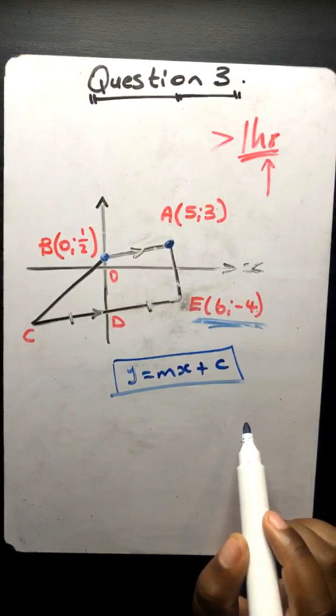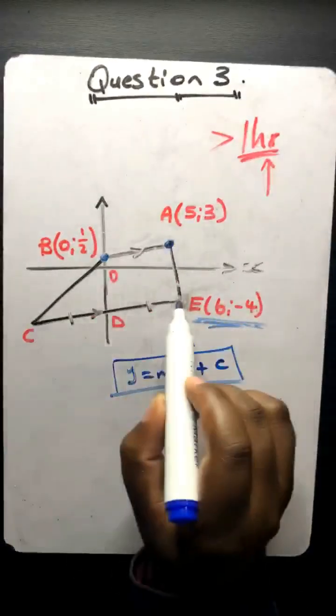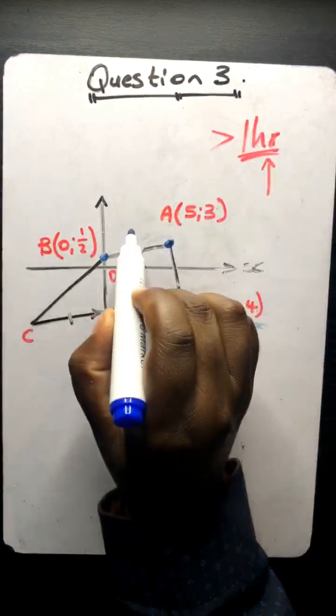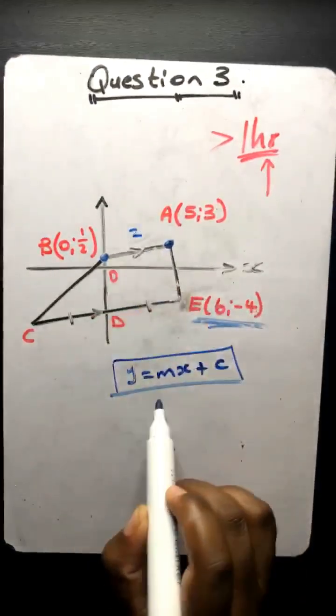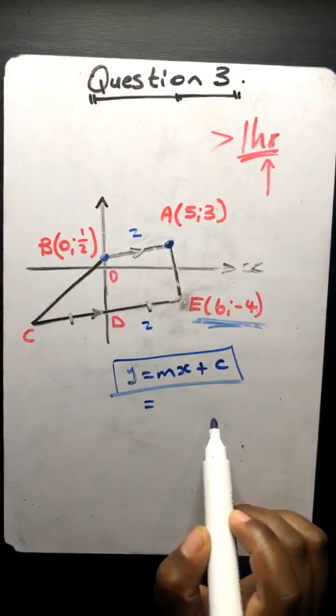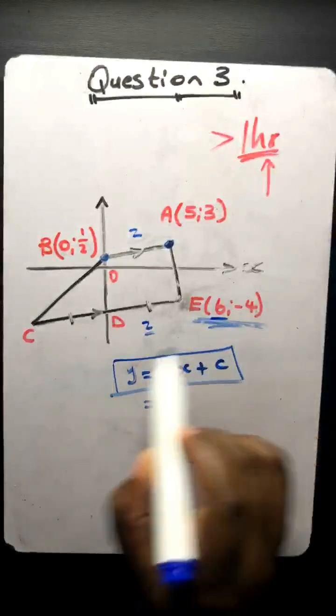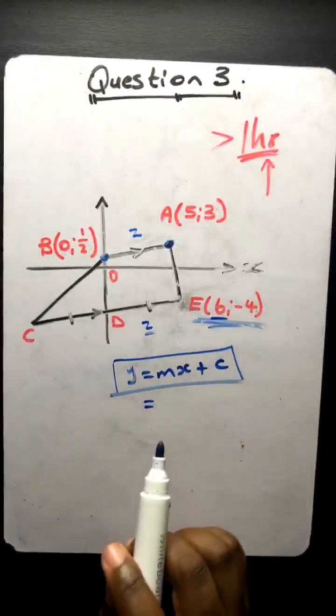Hey, remember, they said this line is parallel to that line, meaning if I got the gradient here to be 2, that means also the gradient for this line is going to be 2. Now, can you see? I know two things. I've got the gradient, I've got a point, then I can determine that. That's how you work out that one.